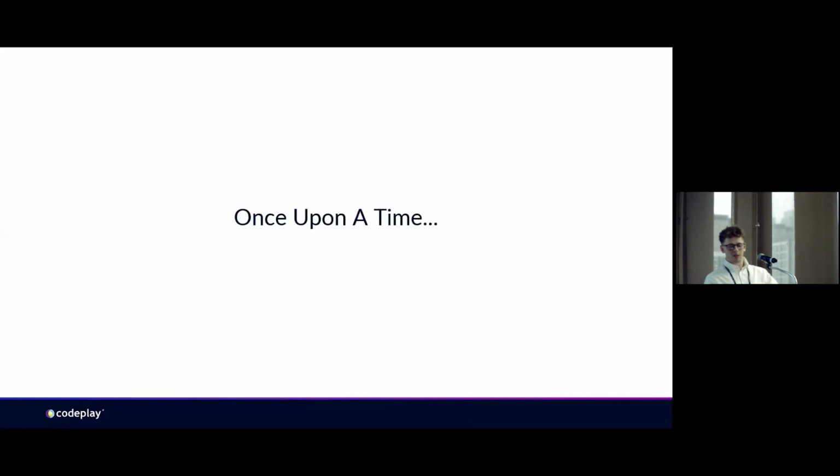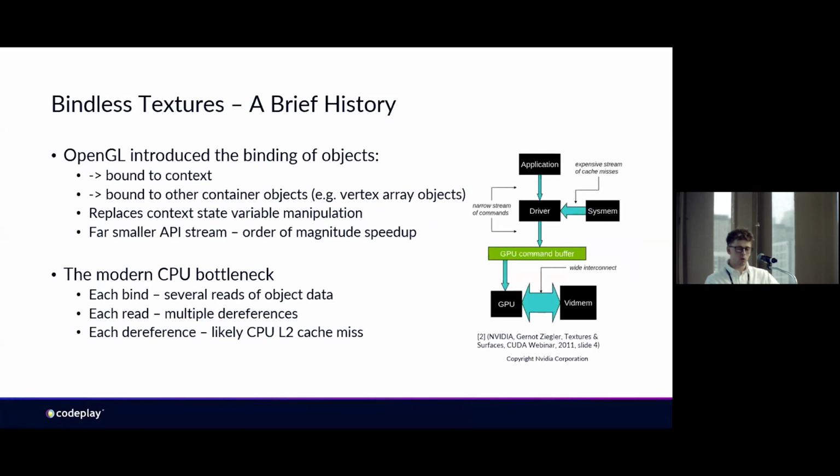So our story begins a little under 15 years ago with OpenGL. OpenGL had evolved to replace the manipulation of the state variables of the context directly with the binding of objects to that context or to other container objects. And since the API stream was greatly reduced, this gave a massive speed up.